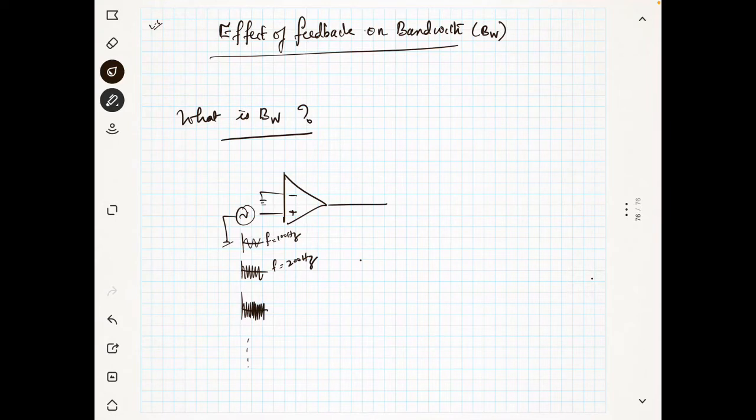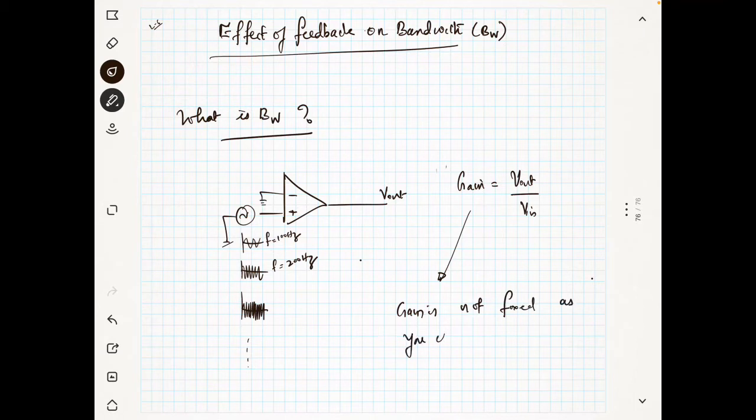Now you are measuring the output also. Then what is the gain of the amplifier? The gain can be written as the output voltage amplitude divided by the input voltage amplitude. But you can see that this gain is not fixed as you change the frequency. When you change the frequency, the gain also will change.